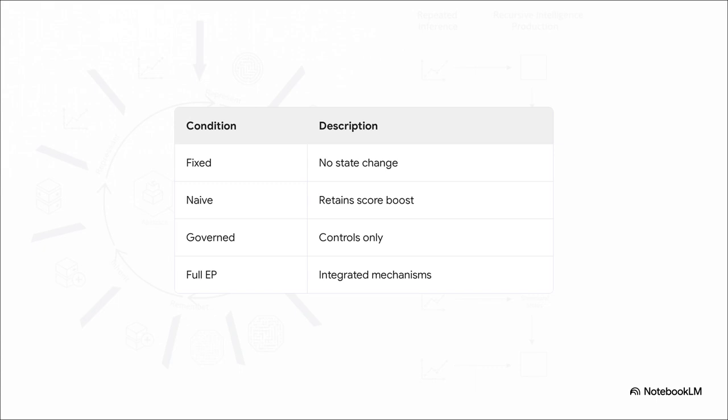Second, naive recursion, a system that blindly retains any structural change that boosts an immediate target score. Third, governed recursion without explicit productive restructuring mechanisms. And finally, full recursive production, utilizing the integrated structural mechanisms operating beneath controlled inheritance. This controlled setup isolates the exact measurable efficacy of productive restructuring versus mere search or governance alone.